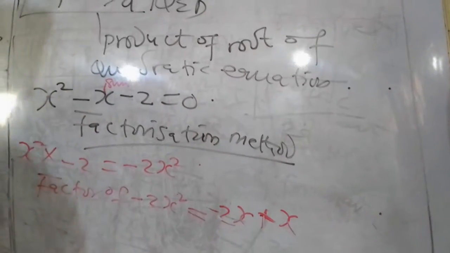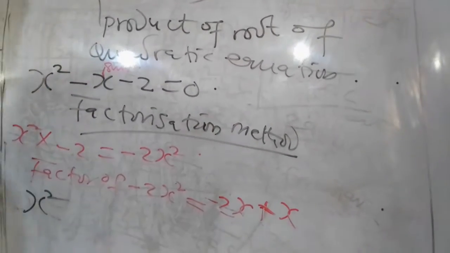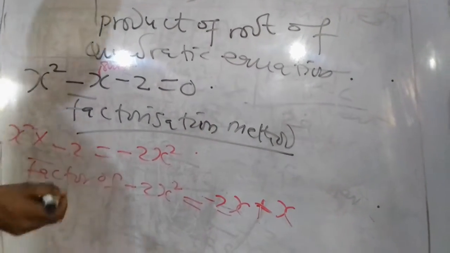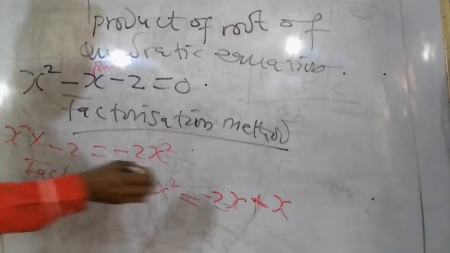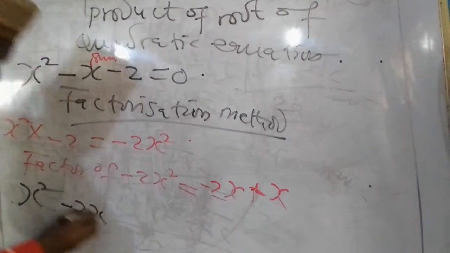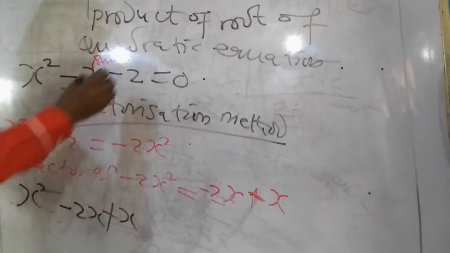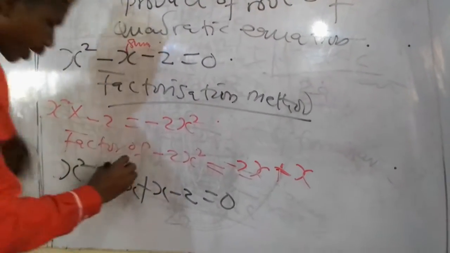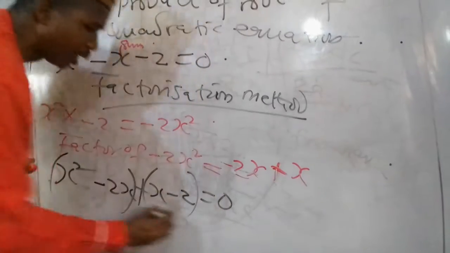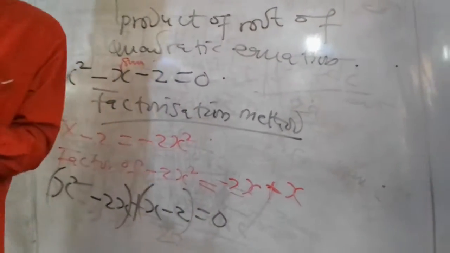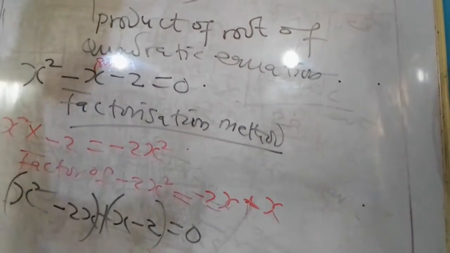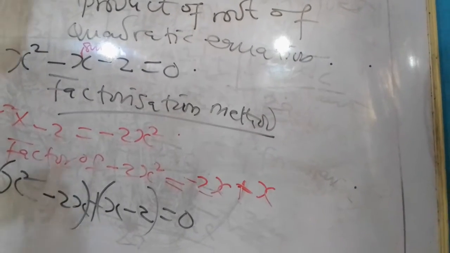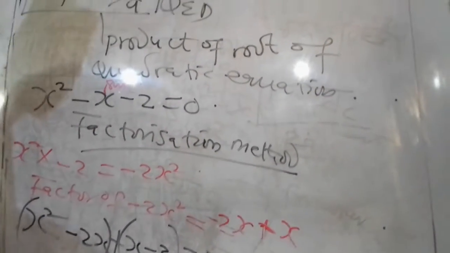Now replace it in this equation. That means that you have x squared. X squared, this is a sum we leave it. That is minus 2x plus x. That is minus 2 is equal to 0, isn't it? We can factorize by grouping. We want to factorize by grouping.